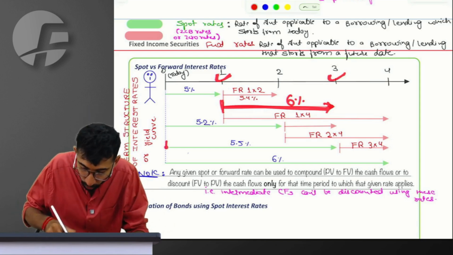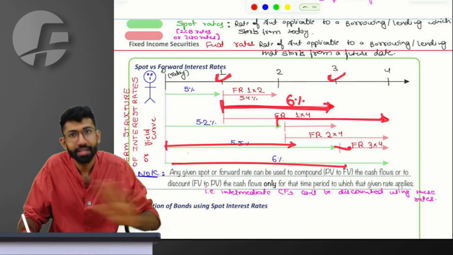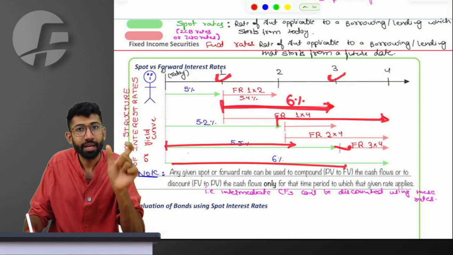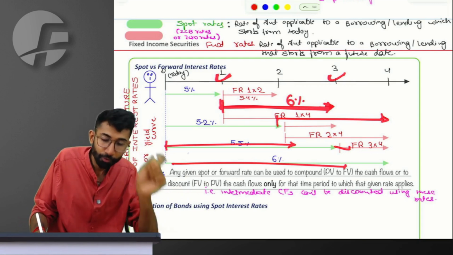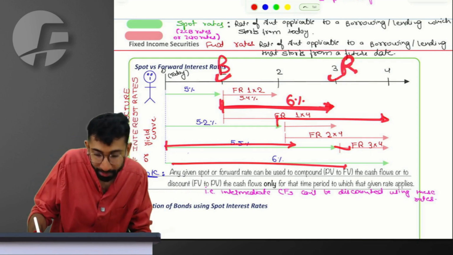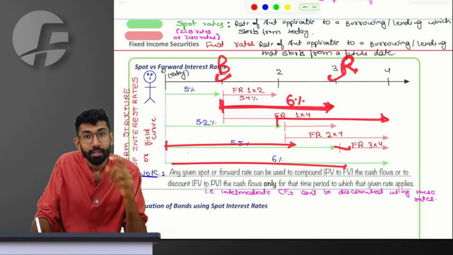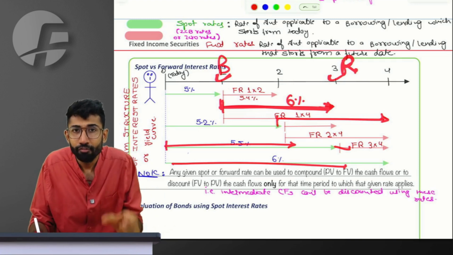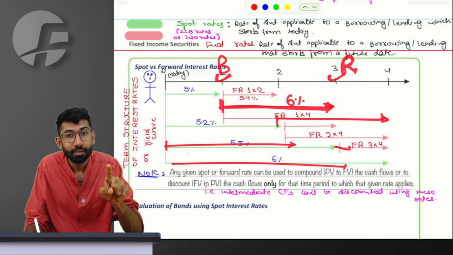Neither can it be used from 1 to 2 or 2 to 4 or 1 to 4. Nothing. The only time period for which this rate can be used is from 1 to 3. You want to borrow at 1, you want to repay at 3, you can use this rate. Correct? Only and only. Do you realize every interest rate belongs to a particular period?